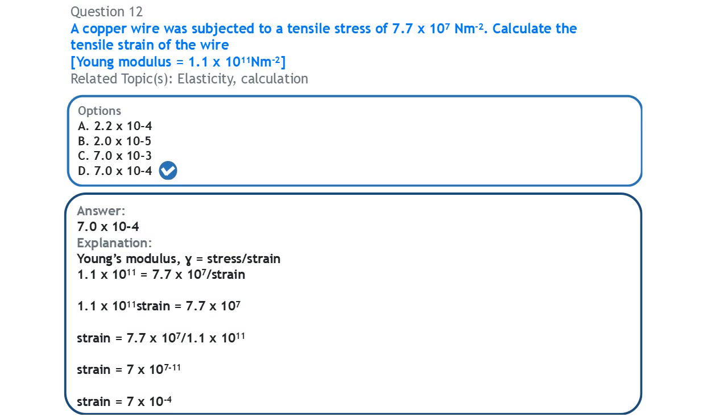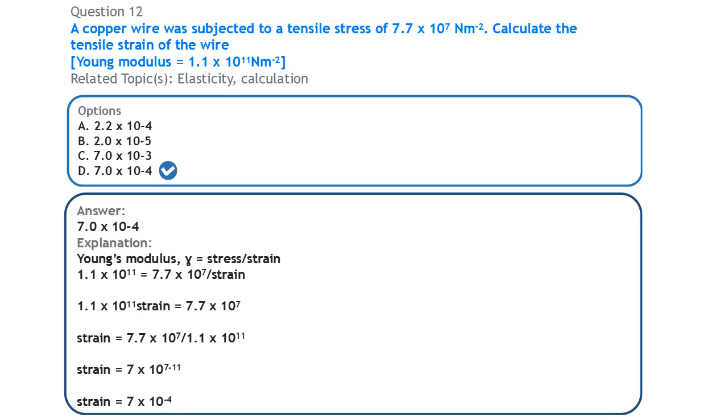To get the value of the strain, we then divide both sides by 1.1 times 10 raised to power 11. So we have this here. Now how do we do this division? We simply do 7.7 divided by 1.1, that will give us 7. Then times, we now use our law of indices for this, 10 raised to power 7 divided by 10 raised to power 11. Let's say I have 10 raised to power x divided by 10 raised to power y. That will be equal to 10 raised to power x minus y.